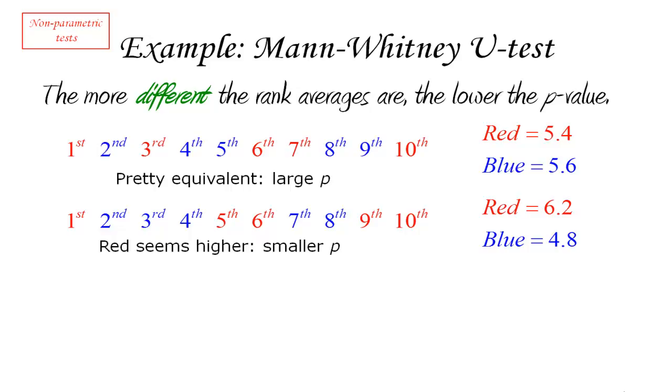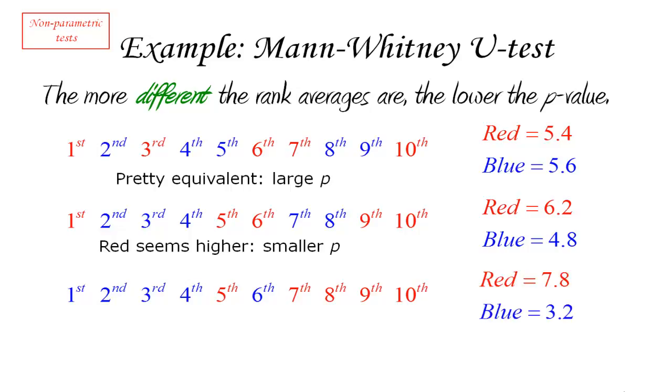Okay, is this significant or not? Well, we don't know yet, and I'm not going to tell you for this case. But certainly it's becoming smaller. And if we have something like this, you can definitely tell even by looking at it that the red ones seem to have a higher rank than the blue ones. In fact, if you compute the mean ranks, for the red it is 7.8, for the blue it is 3.2. So in this case, the p-value is going to end up being fairly small.